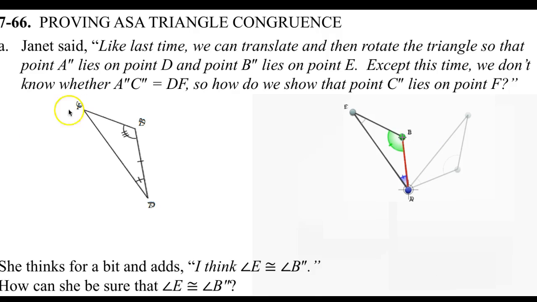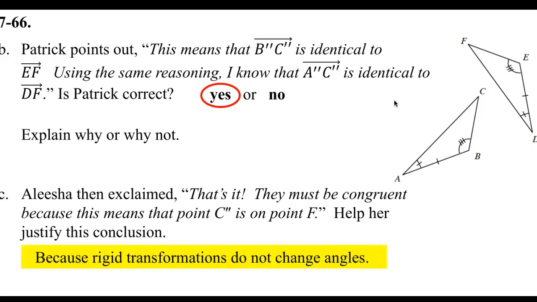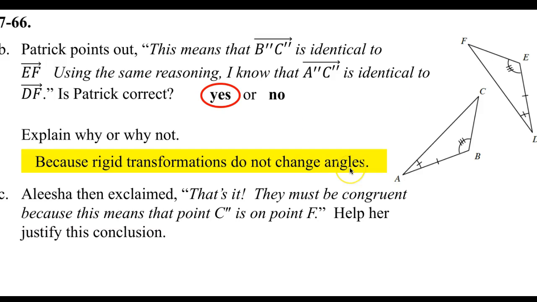So she thinks for a bit. Okay, I think angle E is congruent to angle B. How can she be sure? Because rigid transformations don't change the angle size, so they will be equal. Okay, so Patrick points out, well, this means that BC, this side, is identical to EF, right? Using the same reasoning. It doesn't say it's equal, but if we're using the same reasoning, when you rotate it, it should be right. Is he right? Not necessarily. I'm sorry. Yes, he is. Okay, rotate again. Rigid transformations don't change angles.